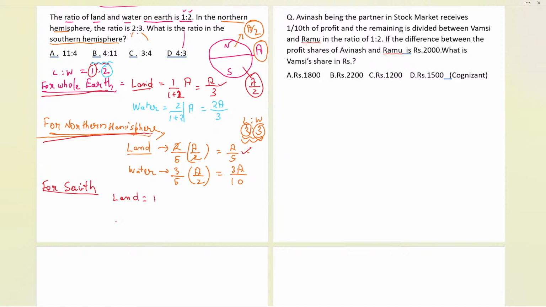So the total is A by 3 minus A by 5. This will be the land part. So 15 is the LCM over here: 5A minus 3A. It will be 2A by 15.